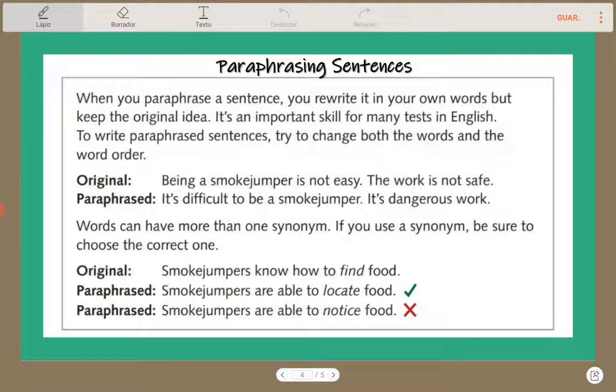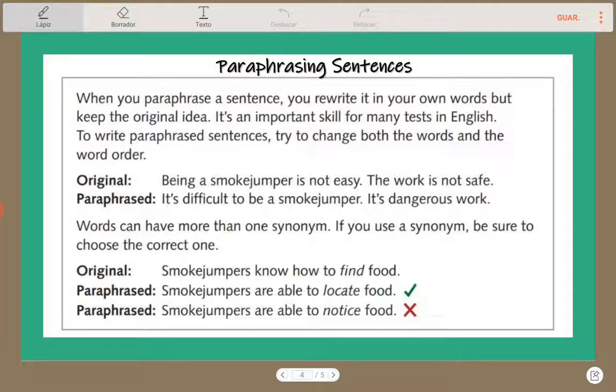The next skill. What is the next skill that we're going to check? Paraphrasing sentences. This is something really important that you must learn how to do. What is this? When you paraphrase is when you take the words from a source, for example, in this case from a book, and you write it with your own words. Maybe you change for a synonym, but it's exactly the same information from the original source. So let's read the information.